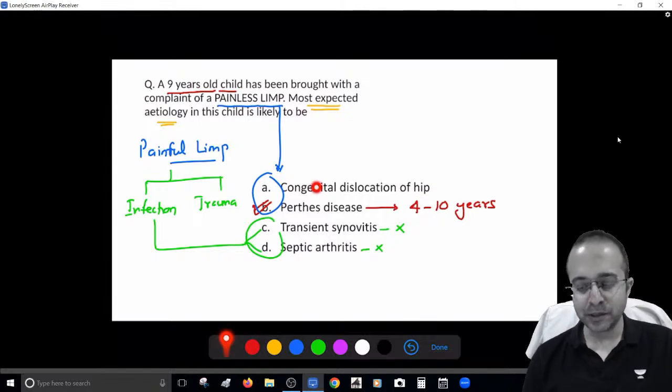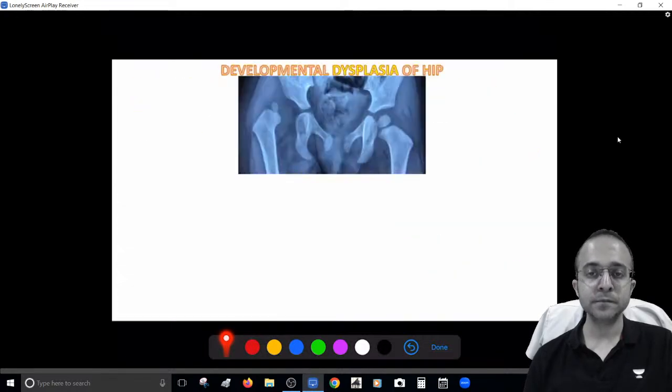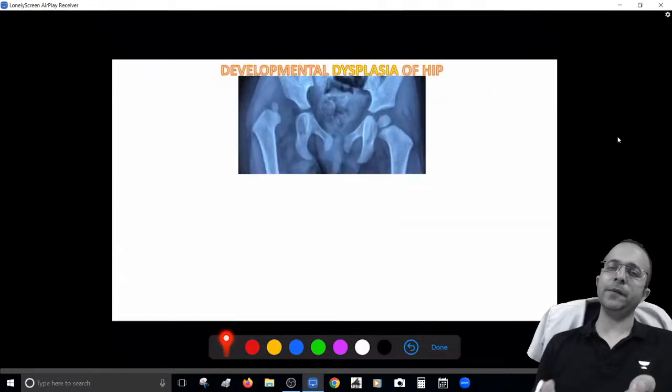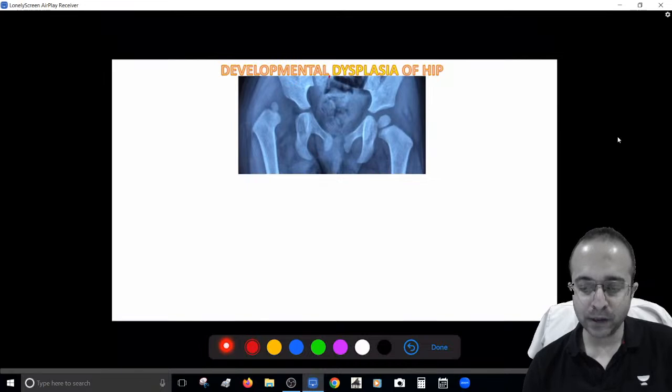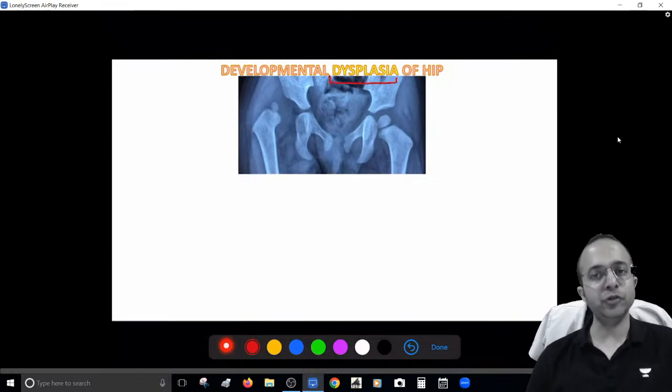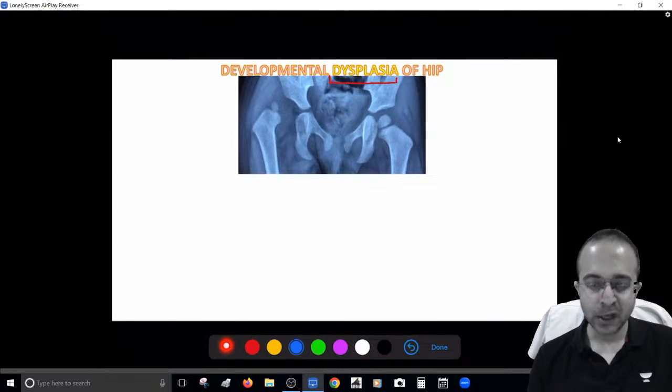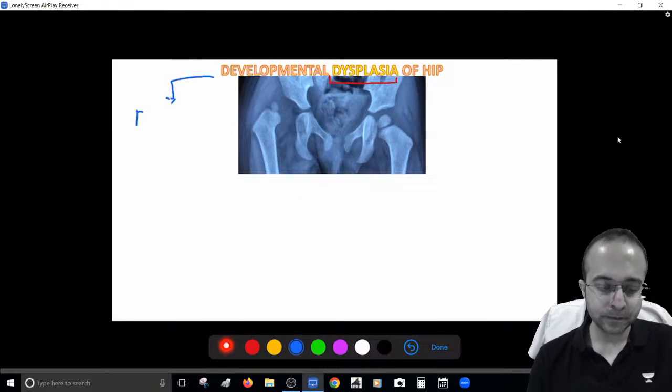It could have been possible that even congenital dislocation of hip could present in this way, but generally a congenital dislocation of hip patient will present earlier. So what is basically happening in congenital dislocation of hip? You have a developmental dysplasia of hip. Dysplasia means abnormal hip. So what you have over here is a flat acetabulum.